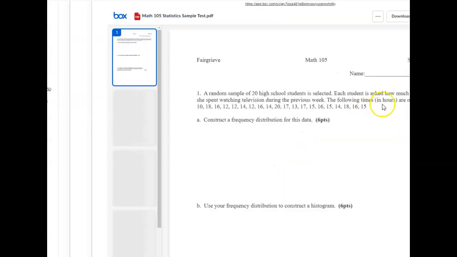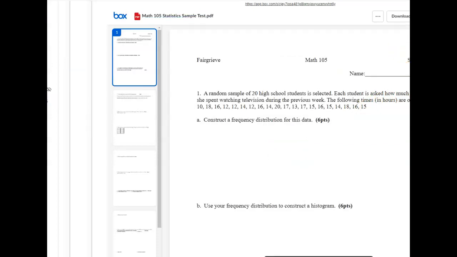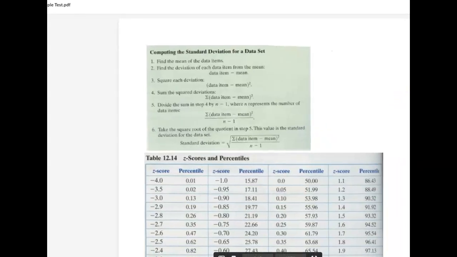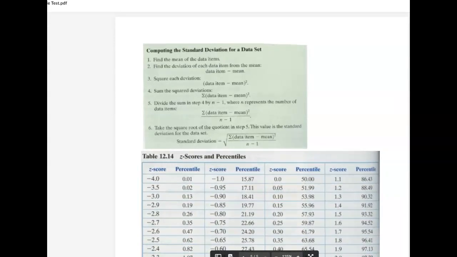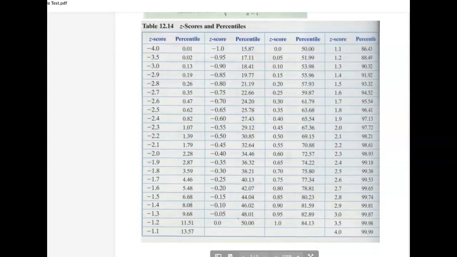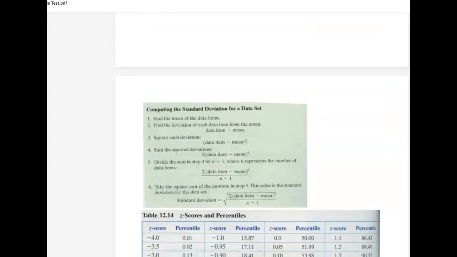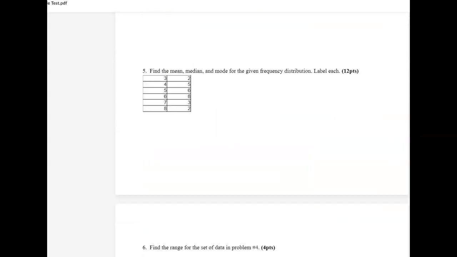Just like before, you do have your sample test, and you do have an answer key as well where I work out each of the problems. I'm just going to click this link here, pull up the sample test so we can see it a little bit better here. So again, last page of your sample test, I do have that chart for the z-scores, and I do have a list of steps for standard deviation.